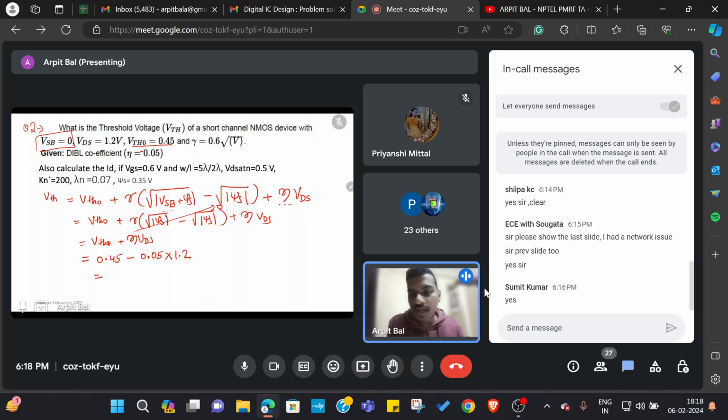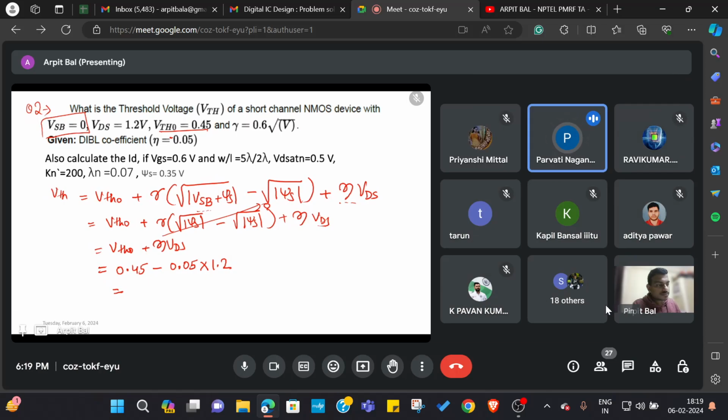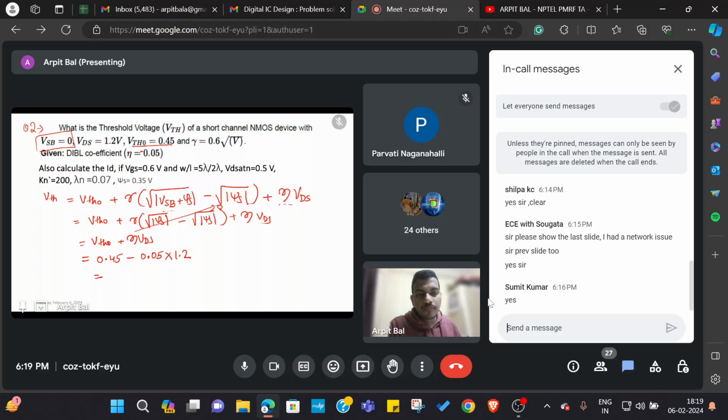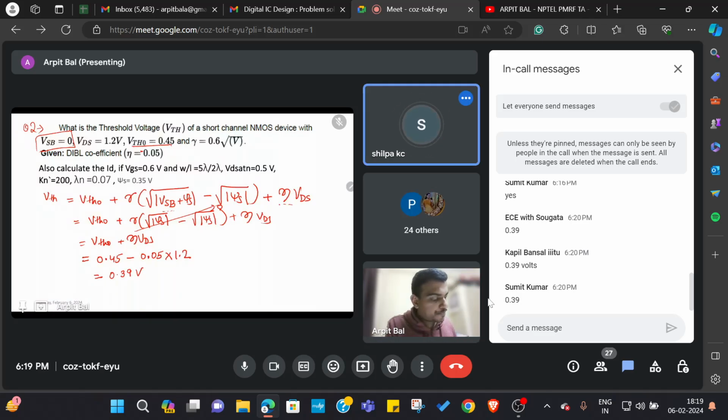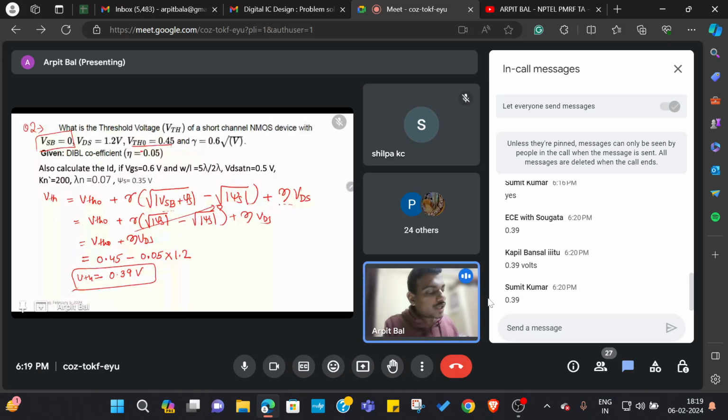Can someone calculate and let me know what is the final answer? Yeah, correct, 0.39. Okay, so now we have the threshold voltage. Now we need to figure out what is ID. Once we have the threshold voltage, from previous week's tutorial, does anyone remember what we should do next?